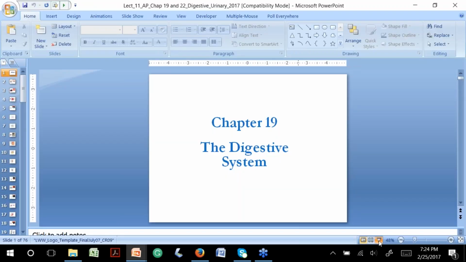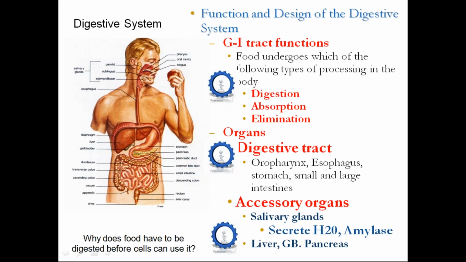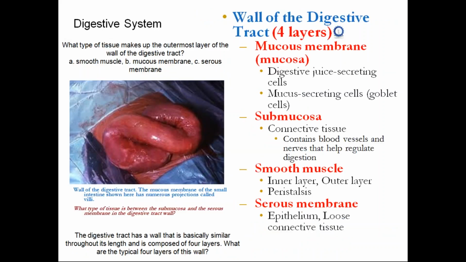Okay, so talking about the digestive system, the three main functions of the digestive system are digestion, absorption, and elimination. Okay. All right. So we have the accessory glands. We have salivary glands. They contain saliva, of course, and secrete water and amylase. Other accessory organs, we have the liver, the gallbladder, and the pancreas.